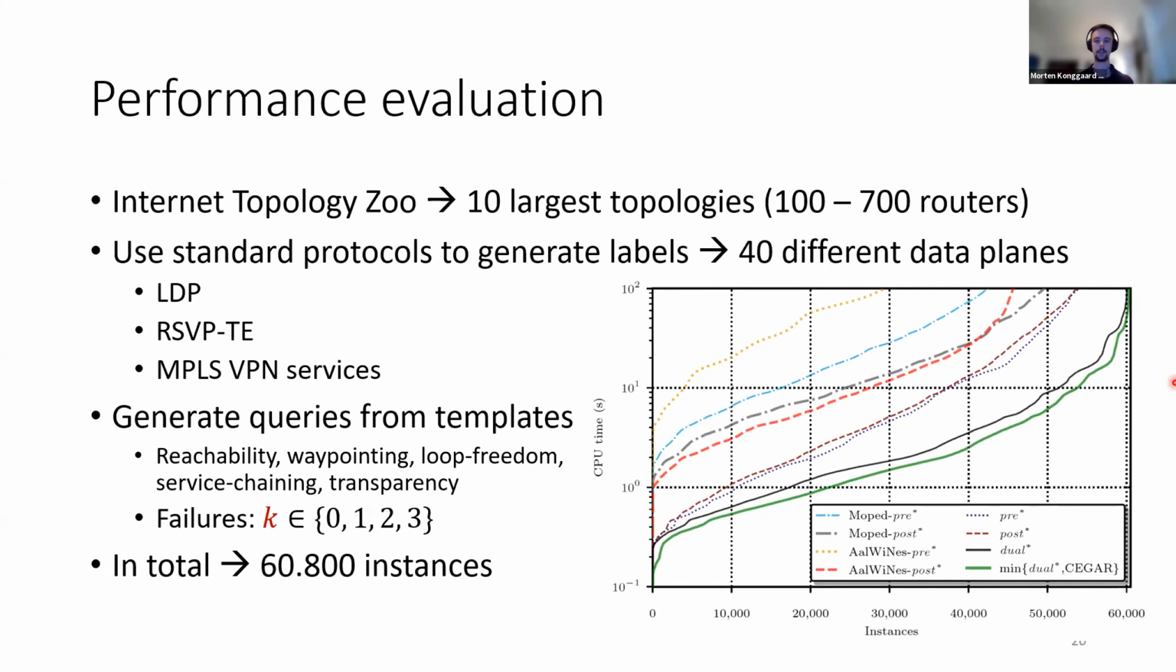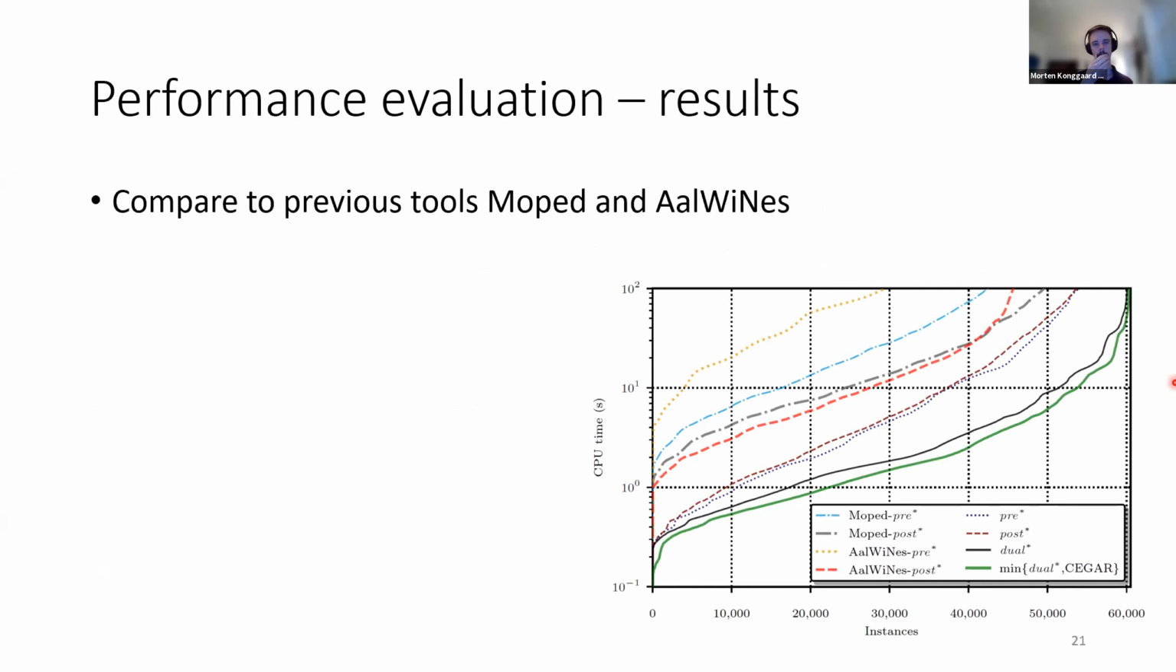We run each of the tools and, for each tool, we sort the computation time and show them in this plot. So we compare to two previous tools: Moped, which was the original tool that did pushdown reachability, and then AalWiNes, which is our prior work that did not have these techniques. I hope you can see the labels on this plot.